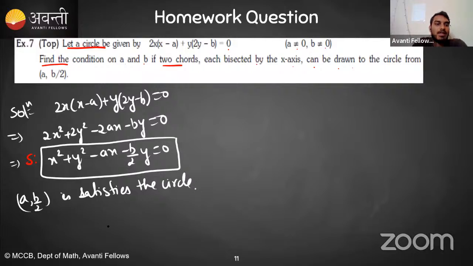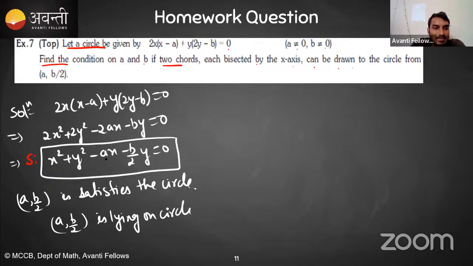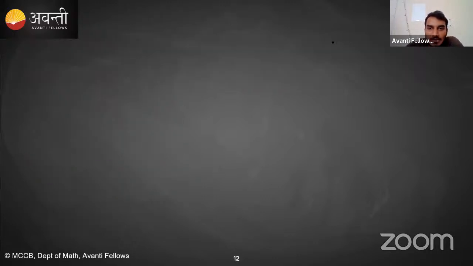तो इसका मतलब क्या हुआ? a comma b by 2 is lying on the circle. Right? So this is a circle जिसका center क्या है? a by 2 comma b by 4. Okay. So now I'm writing this circle here.